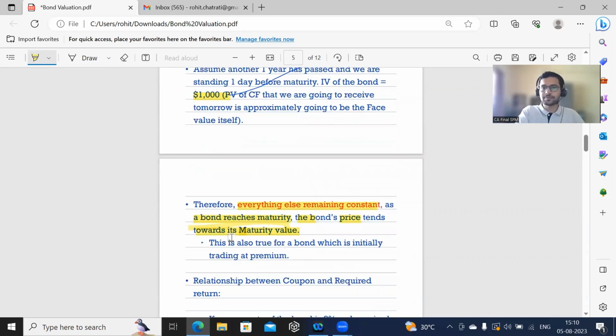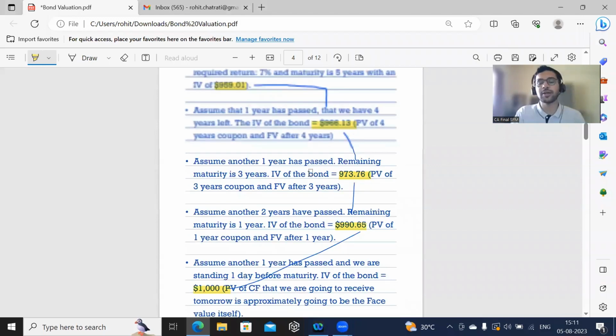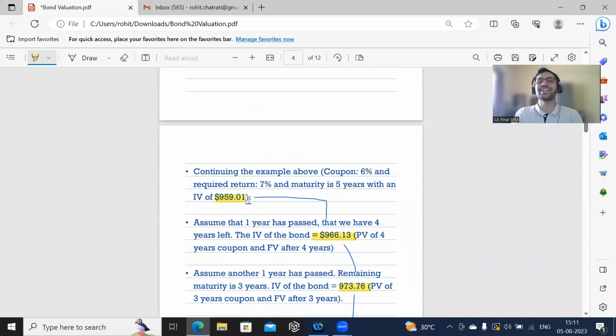This is not only true for a discounted bond. What do I mean by a discounted bond? A bond which is trading at less than its face value is called a bond trading at a discount. The 959.01 is less than its face value, so this bond is trading at a discount to its face value. There could also be a few bonds which are trading at a premium to the face value. Your face value is $1,000. If the bond is trading at $1,020, that's called trading at a premium.